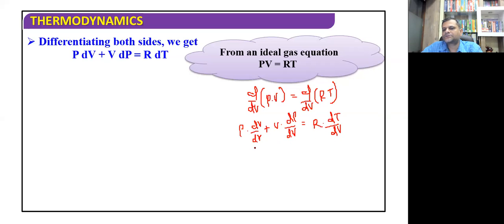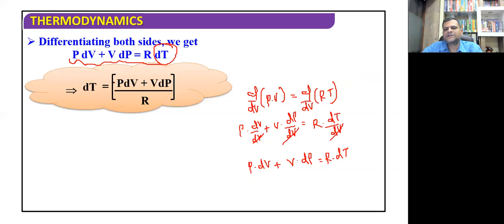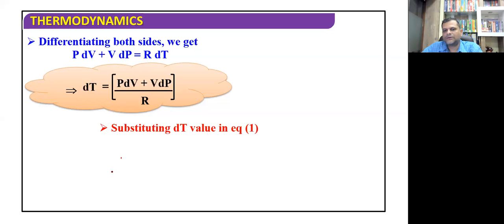and if we just multiply this throughout by dv, then this dv will just get cancelled, and what we are left with is p into dv plus v into dp is equal to r into dt. That is what we have written it here. Okay, p into dv plus v into dp is equal to r into dt. From this we have to find the value of dt here. As we can see here, dt is actually going to be this whole thing divided by r. Okay, and this value of dt is going to get substituted in the equation which we have just seen now.